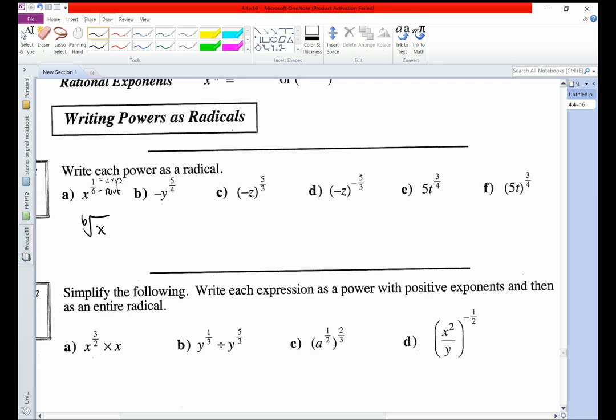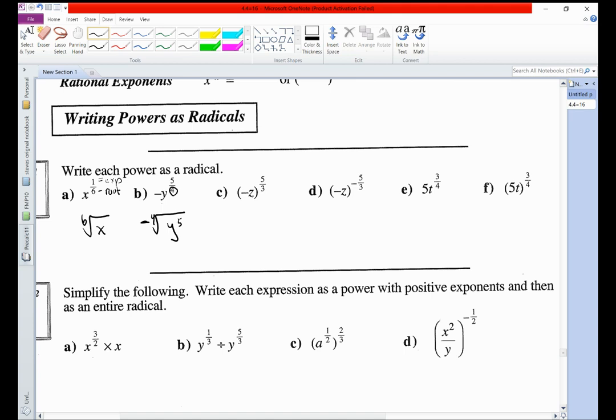Here we have negative y all to the power of 5 over 4. And you've got to be careful here, because the base of this exponent is y. It's not negative y. If it was negative y, we would have brackets here, but we don't. So this becomes, we keep the negative on the outside, and it becomes the fourth root of y to the power of 5.